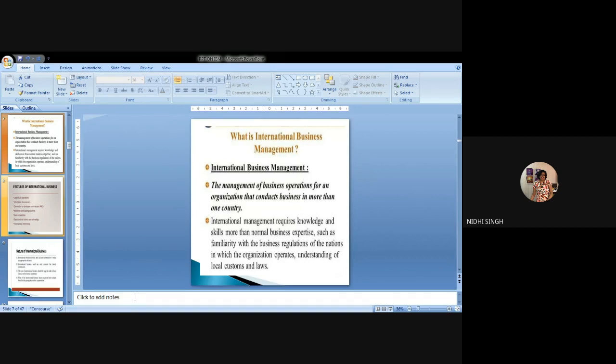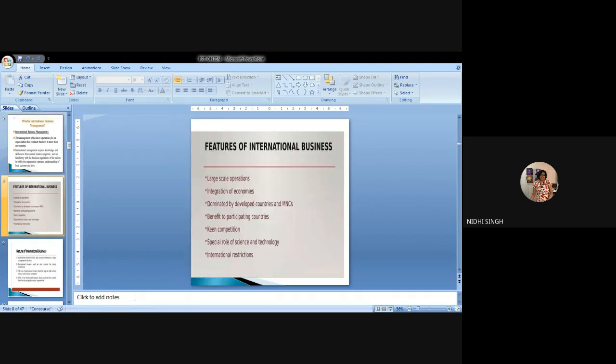International management requires knowledge and skills beyond normal business expertise, such as familiarity with the business regulations of the nations in which the organization operates. Obviously, one should be familiar. If working in some other country, or if some other country is working with our country, they should be familiar with the rules, regulations, the laws, the customer base, the mindset of the customer, everything. Now, what are the features of international business?